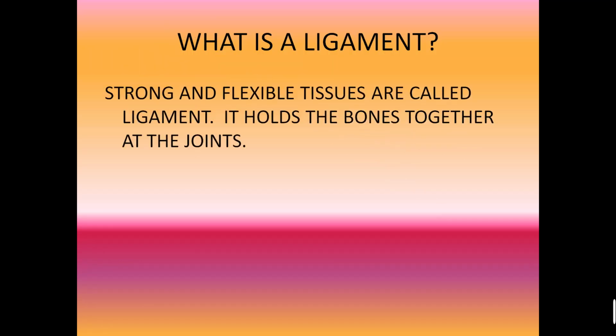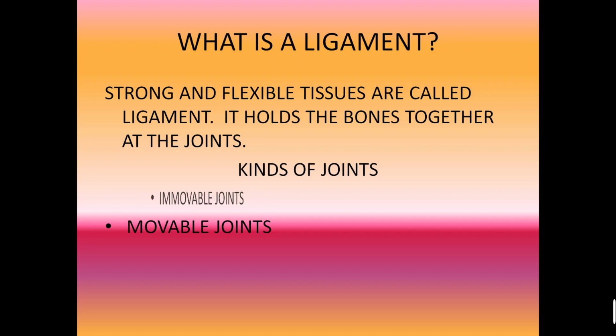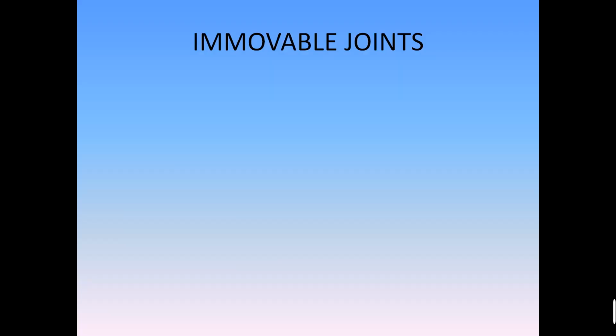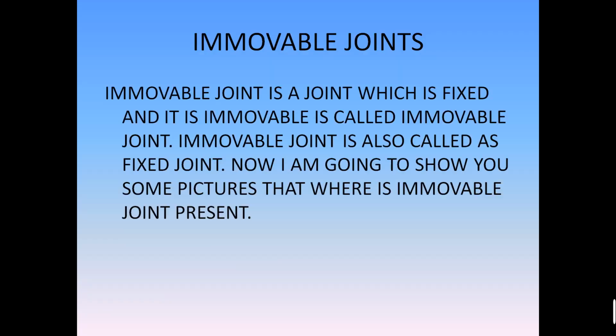First of all, what is a ligament? Strong and flexible tissues are called ligaments. They hold the bones together at the joints. Kinds of joints. As I said, there are two kinds of joints, immovable and movable joint. So first we are going to begin with immovable joint.